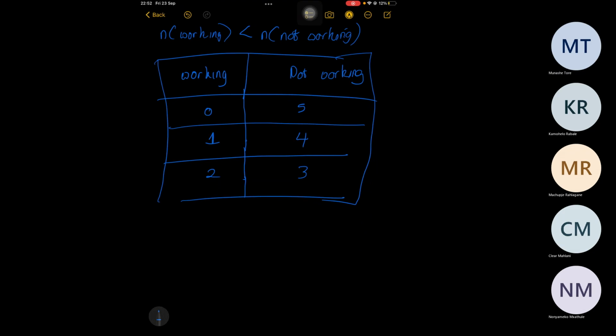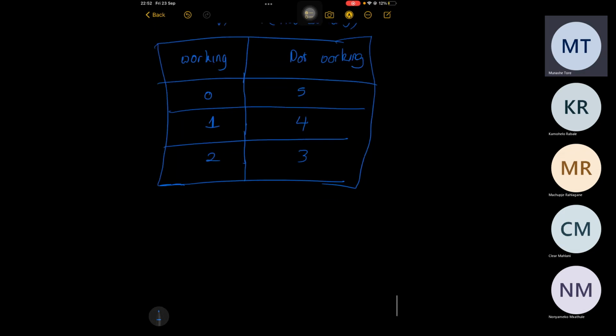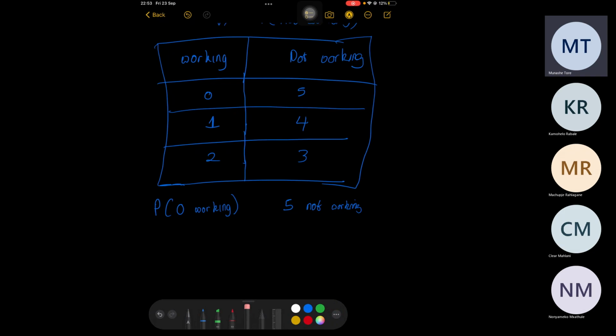I want to do something. I'm sure it's not allowed though, but okay. So we have this. So let's calculate the probability of 0 working. And if 0 are working, then we know that 5 are what? Are not working. So with this one, isn't it? I don't want to work it out because it's a topic that you guys haven't done yet.